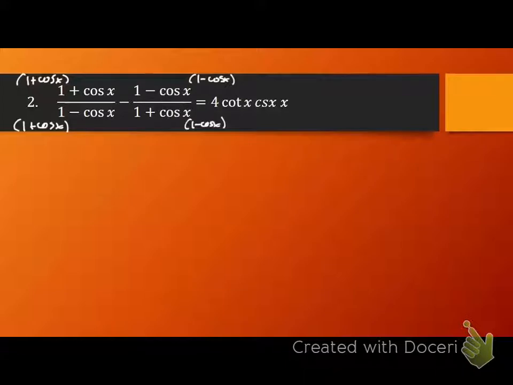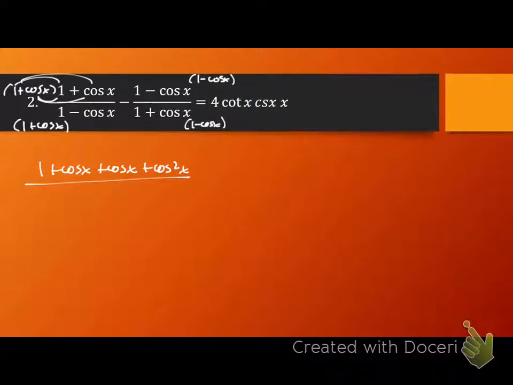So now I've got to do some foiling, right? And yes, we can FOIL these guys just like we do any other binomial. Probably would be easier if I brought these down to C. So double distribute here. 1 times 1 is 1. 1 times cosine is cosine. Then we go cosine times 1, which is cosine. Cosine times cosine, which is cosine squared.